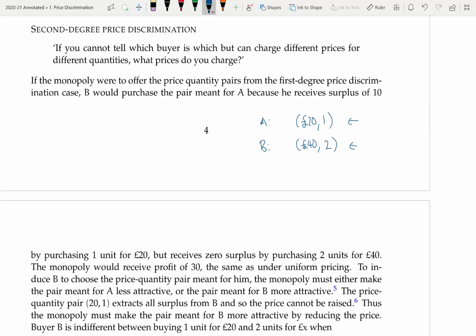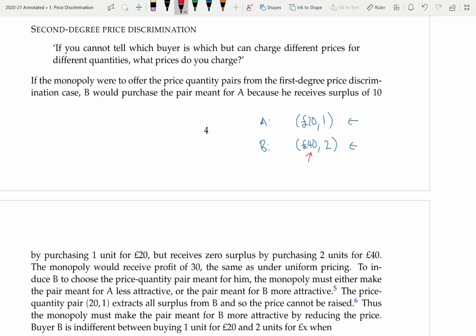So to do that, we have to lower this price from 40. Now, because A is getting a consumer surplus of 30 minus 20, which is 10 from this option, we have to give them at least that much surplus from this option. So what we have to do is change the price in this second option. We have to decrease it so that buyer B would actually be indifferent between the two options. So we want to lower that price. How low should it go?